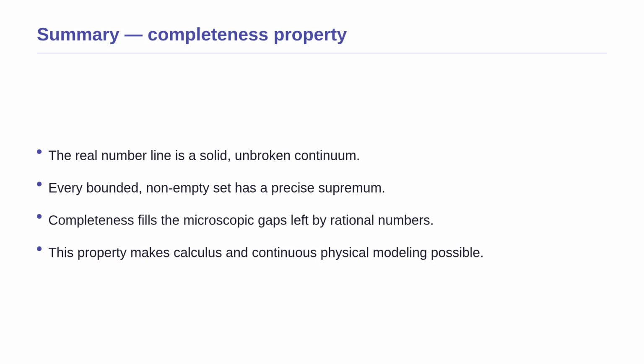We have covered a lot of ground today, so let us review the key takeaways. First, the completeness property is what makes the real number line a solid, unbroken continuum. It guarantees that any non-empty set with a ceiling has a precise, lowest possible ceiling called the supremum. Second, this property separates the real numbers from the rational numbers by filling in all the microscopic gaps. Because of this, we can confidently perform calculus, calculate limits, and model the continuous physical world without fear of missing numbers. You have now mastered the foundation of real analysis. Great job!